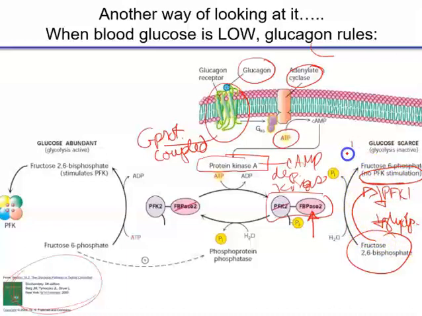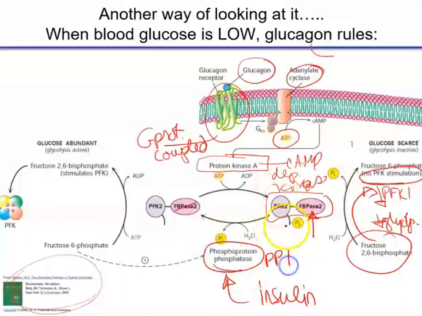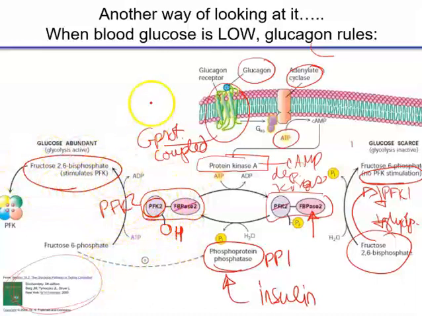When insulin is active on the cell, the opposite will occur. Insulin, which I don't know why it's not shown on the image, leads to activation of protein phosphatase 1. Protein phosphatase 1 dephosphorylates this complex. I'm going to put an OH here so it matches the image that we just looked at. PFK2 is now active, and we're going to lead to increased levels of fructose 2,6-bisphosphate, which stimulates and activates PFK1, and so glycolysis is increased.